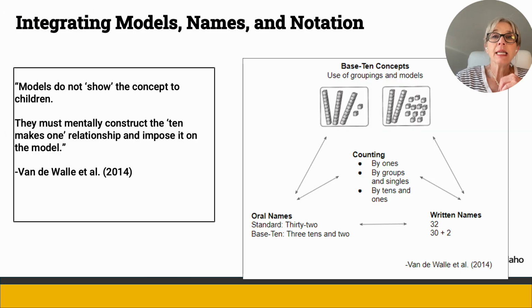In developing these key ideas about place value, students are expected to make connections across many skills and concepts. We want to keep in mind the questions we pose to children, the activities we provide, and the language we use to describe these connections. Students must make meaning of the 10 makes 1 relationship. So let me repeat that. Students must make meaning of the 10 makes 1 relationship. We can do this by asking students to connect their strategies to models and by calling attention to groups and their oral and written names.